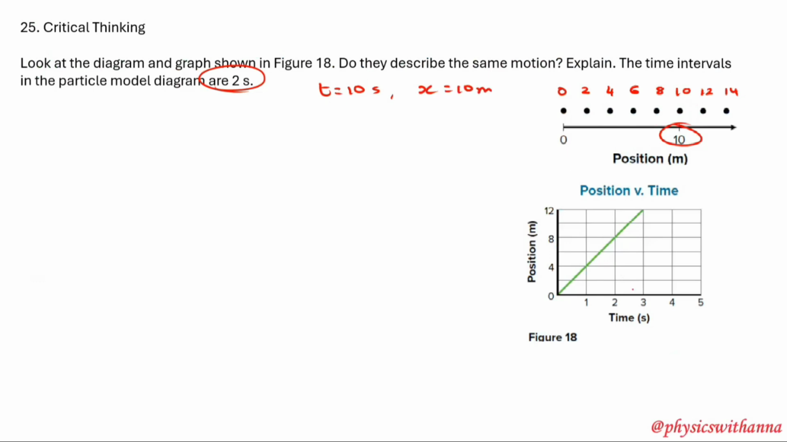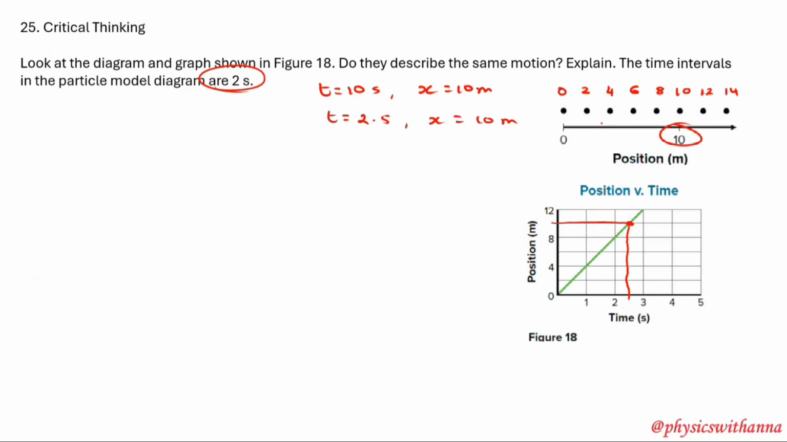So let's compare this with the graph. Let us find at what time we were at 10 meter. So we locate 10 meter, it will be somewhere around here. We find the time value at 10 meter. Time at 10 meter is between 2 and 3, which will be 2.5. So at time t equals 2.5, we were at 10 meter, which are not the same. The graph is obviously faster than the particle model. We are reaching 10 meter here faster than we did in the particle model. So no, they don't represent the same motion.